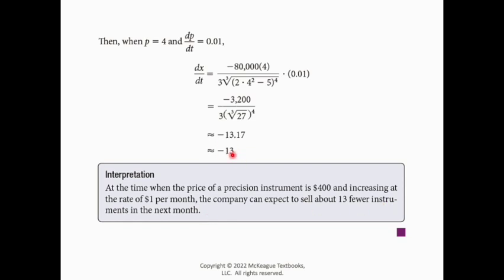This is per month because remember it's dx dt, so this is the change in instruments per unit of time. The unit of time that we're using in this problem is month. And so I'm going to imagine that this -13, even though it's not written there, is over 1. So it's going to be a decrease of 13 instruments per month.